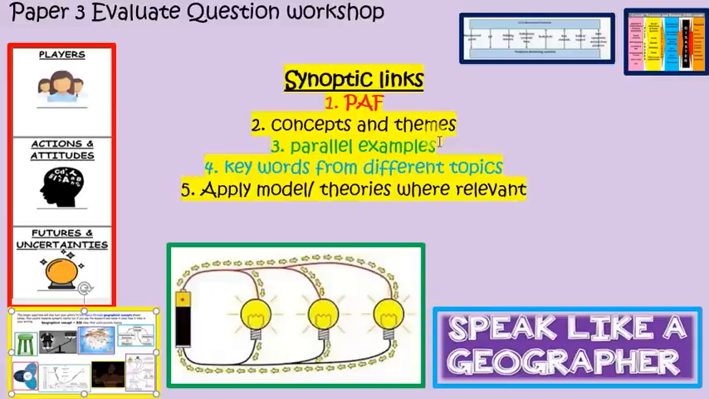The third one, which is where you need to pause once you're at the synopticity part of the paragraph, is to just pause and think: can I think of any other place in the world or any other case study example that I've studied in my geography that's similar to this?